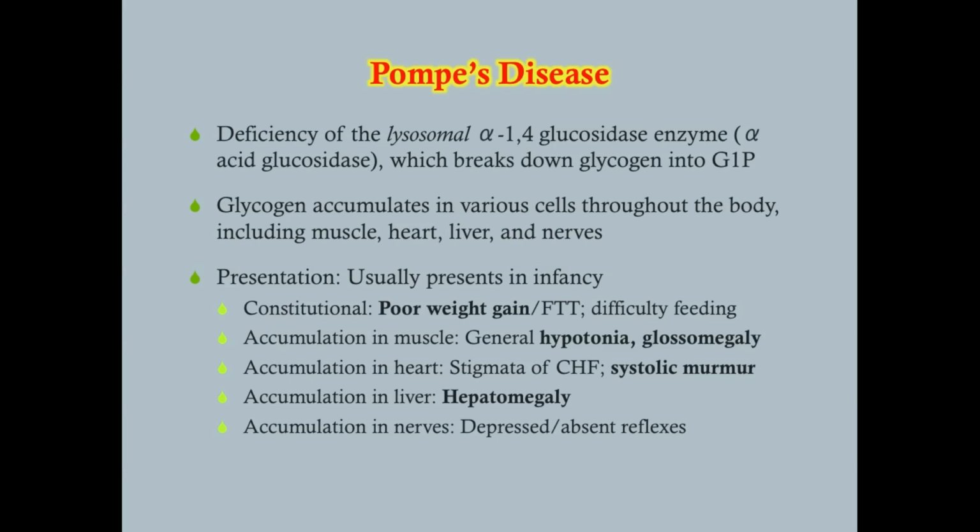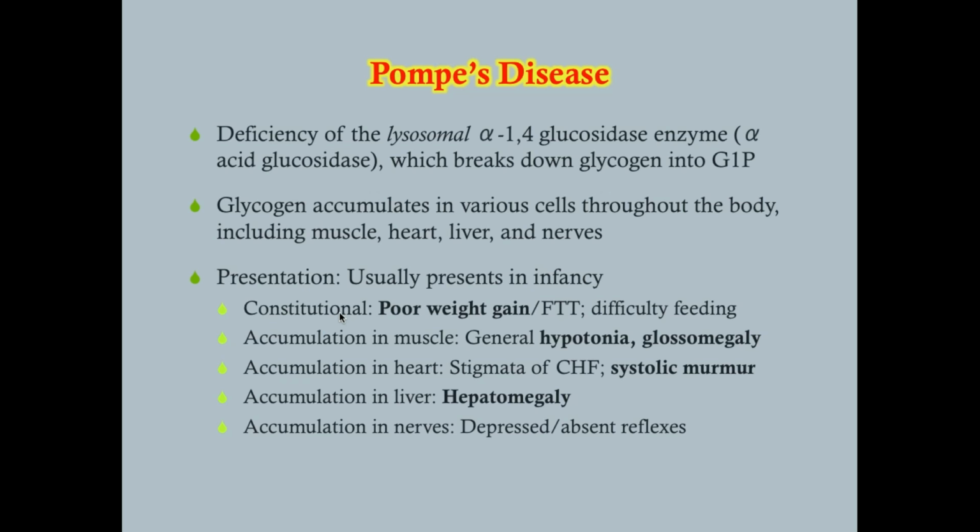So the problem here is that glycogen accumulates in various cells throughout the body inside the lysosomes. And primarily, the tissue that's going to be affected is muscle, cardiac muscle, smooth muscle, skeletal muscle, heart, which of course is cardiac muscle, liver, and nerves. So this is primarily a disease of muscle, heart, liver, and nerves. The presentation typically is in infancy.